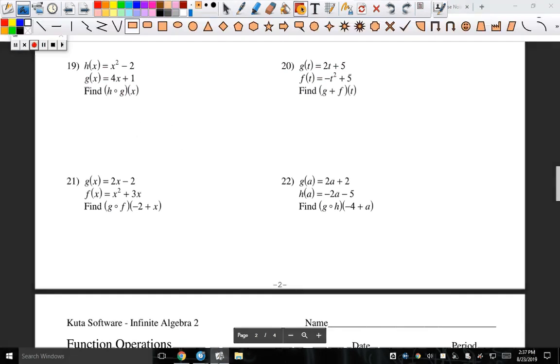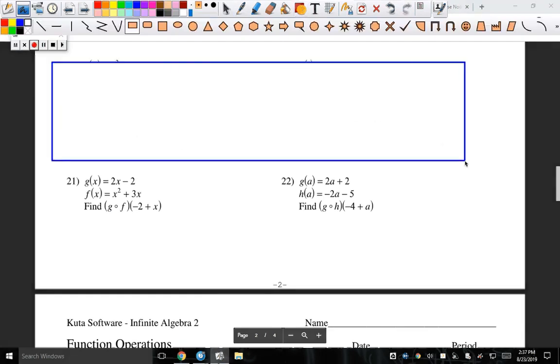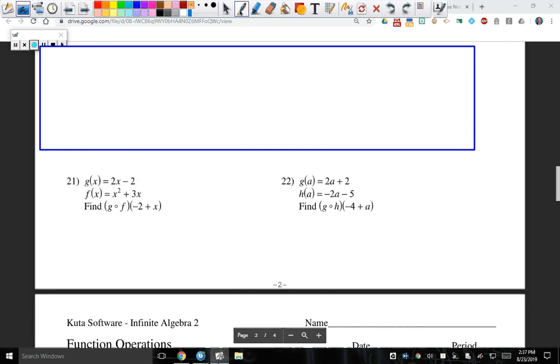And 21 looks like the following. 21 is asking, this is a really good question to go over. What is g of f of negative 2 plus x? Okay, so what I'm going to do is, I'm going to plug in this input into f first. Remember that letter that was closest to it. So I need to find, in f, where is it accepting these inputs? And it's accepting these inputs right here and right here.